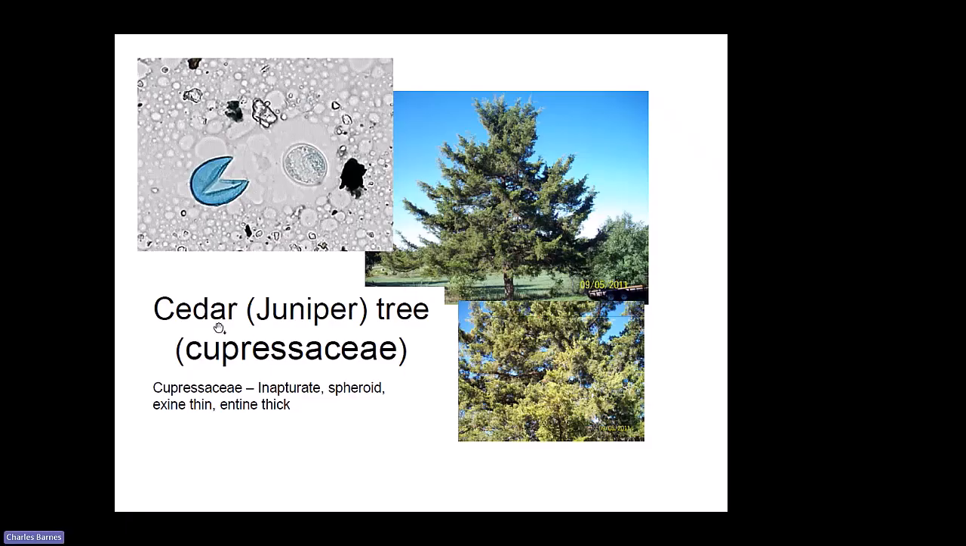We have lots of cedar trees in our area. This is a picture of one out in my pasture. Cedar trees are in the Cupressaceae group. They're inaperturate, which means they don't have any pores in them. They're spheroid, round. They have a thick exine that's not very flexible because it breaks, and a thick intine because even though it's under the influence of the osmotic pressure of the stain, it hasn't broken yet.